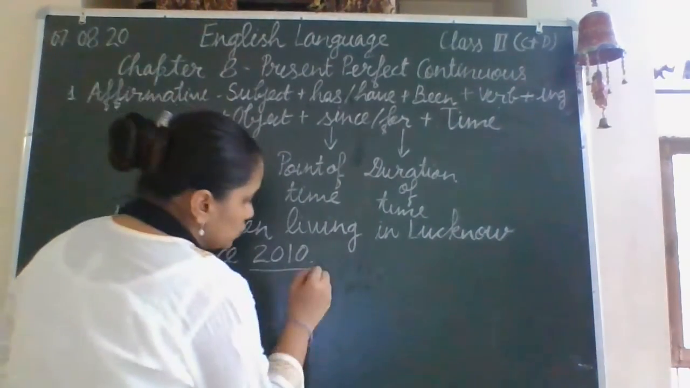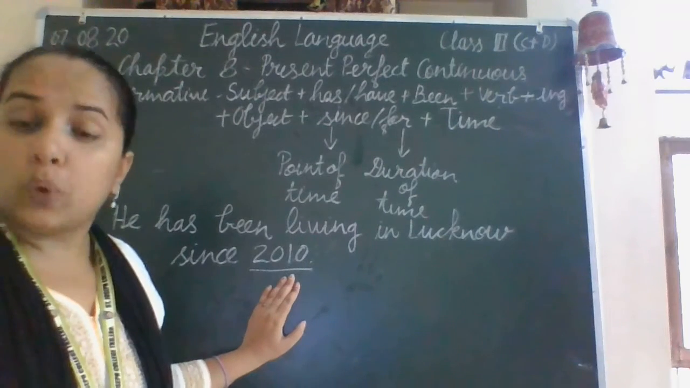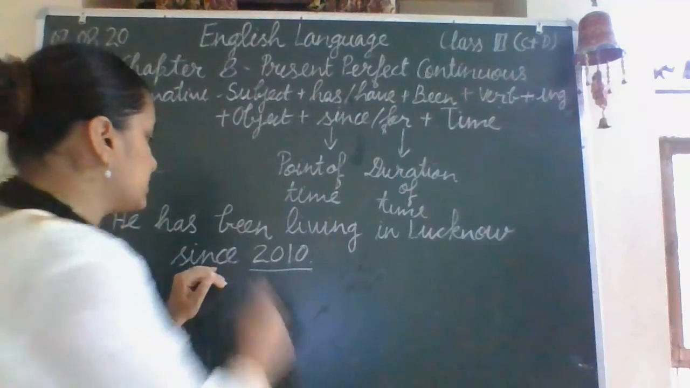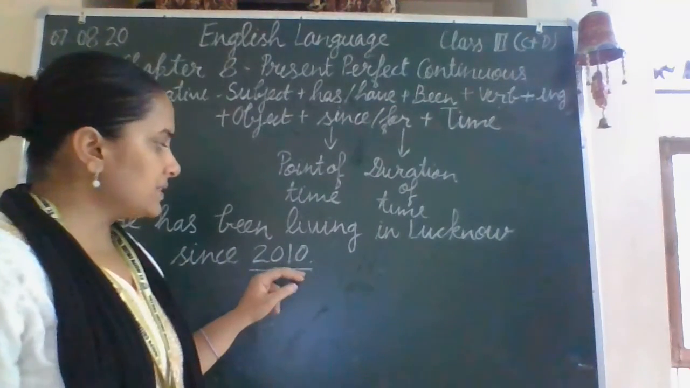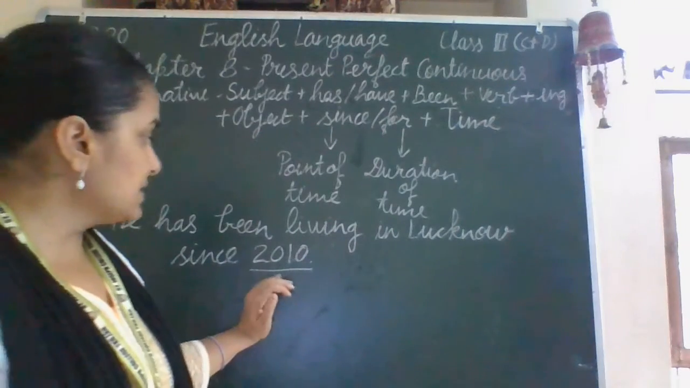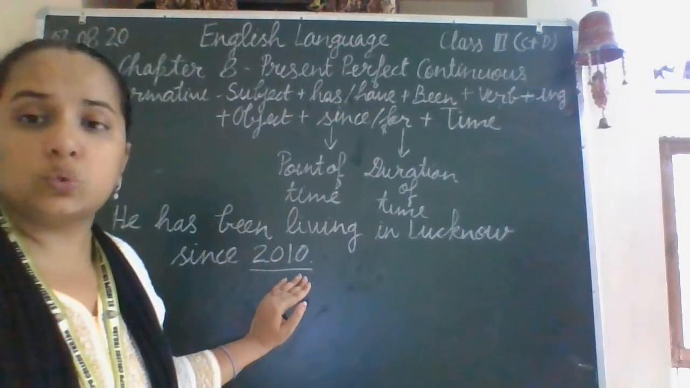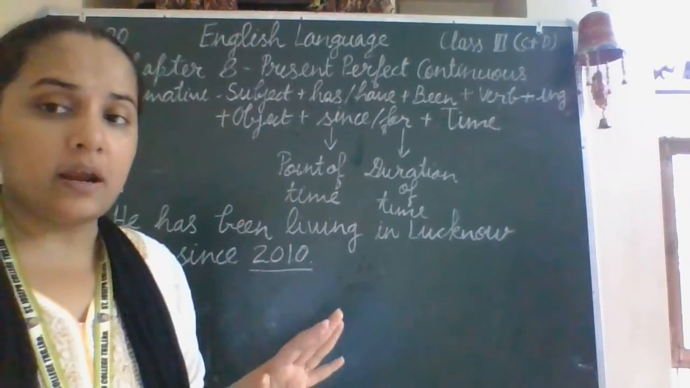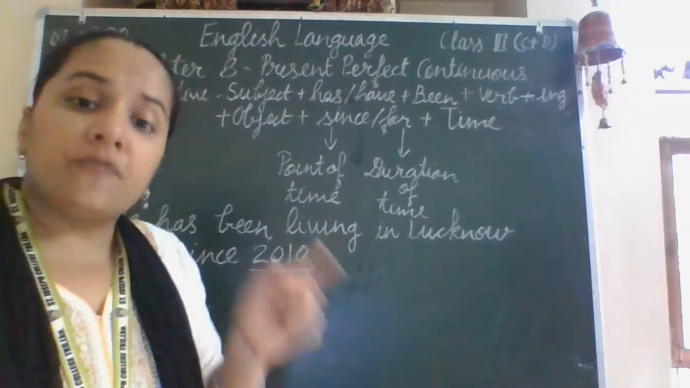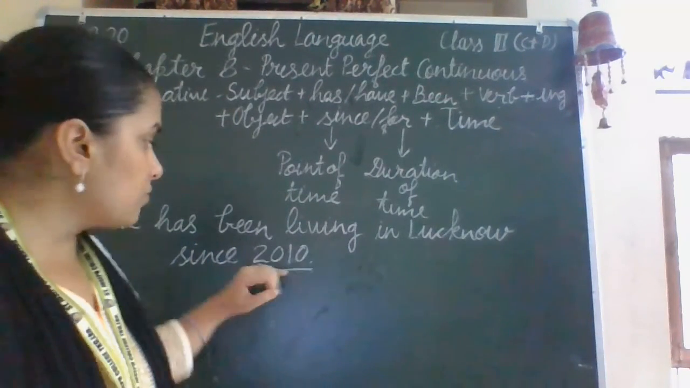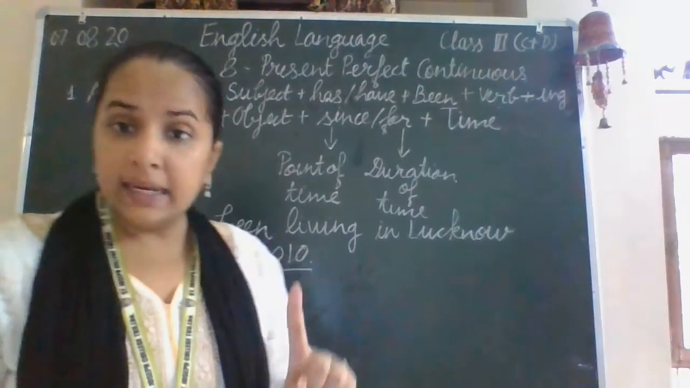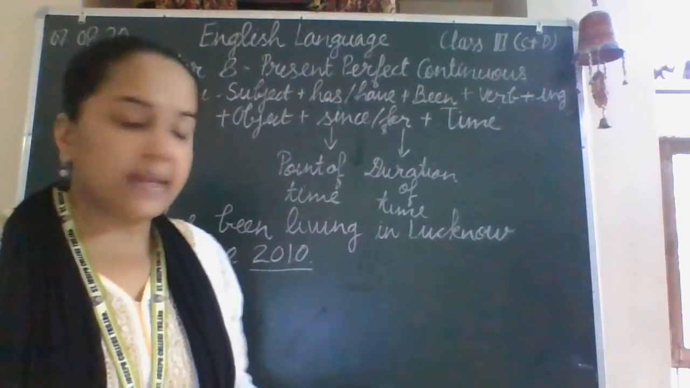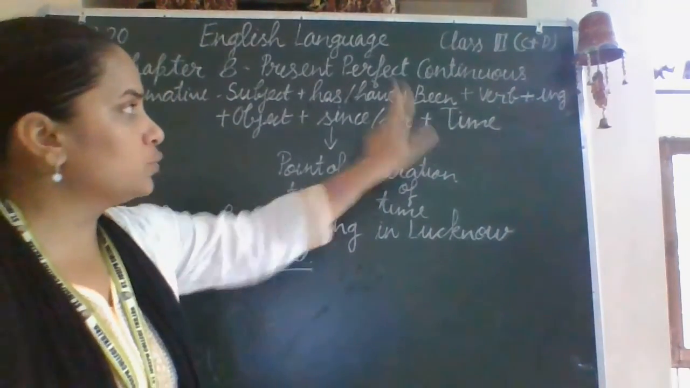Now here this 2010 is a particular point of time. So we have used since, and if a person is living in Lucknow since 2010 and now it is 2020, it means the person has been living in Lucknow for 10 years. So 2010 is the point of time, 10 years is the duration of time. So when we write the duration, we will use for.